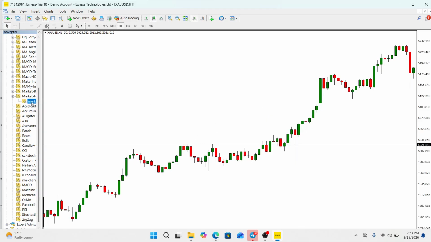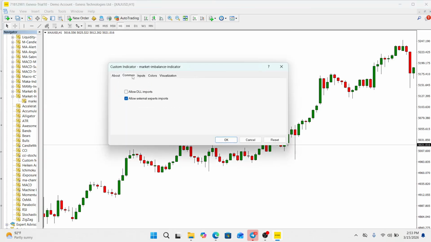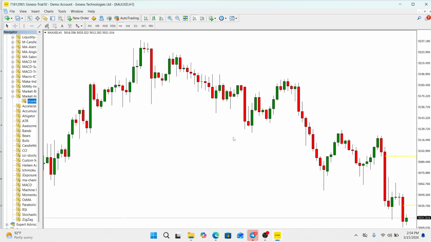At this point, I'll load the indicator on the chart so you can see how it looks in real time. Remember to allow DLL imports. Alright, there we have it.